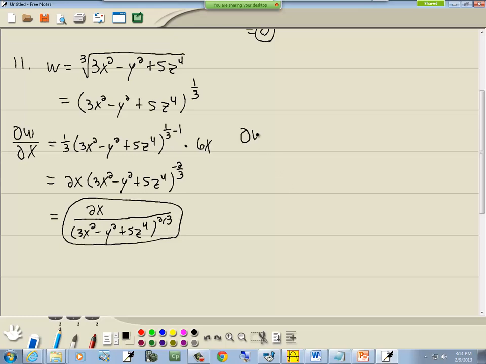Okay, let's look at the partial with respect to y. Well, again, same idea. Take a power, put it out in front. What's inside the parentheses remains as is. Lower your power by 1. Now we're going to multiply times the derivative of what's inside the parentheses with respect to y. So 3x squared is a constant, so that drops away. The 5z to the fourth is a constant, so that drops away. The derivative of negative y squared is negative 2y.